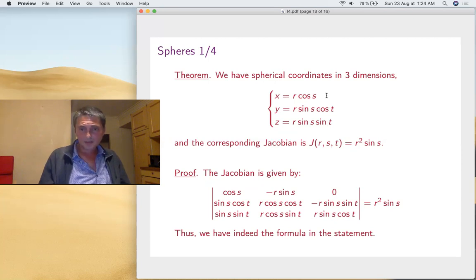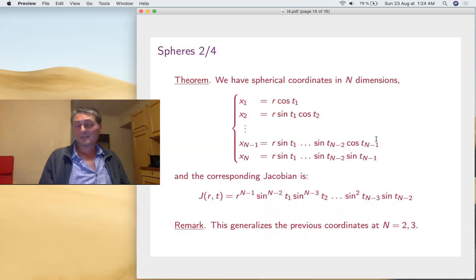And the Jacobian is now computed. It's a 3 by 3 determinant, and you do the computation and get r squared sin s. Okay, now let's do it in n dimensions. Same principle as before: I put an angle, cos, and then sin, add a cos, and so on. And the last thing is only sines. And you see I don't need n angles, I need n minus 1. It's like in 3 dimensions, I need 2 angles. So it's n minus 1 angles.